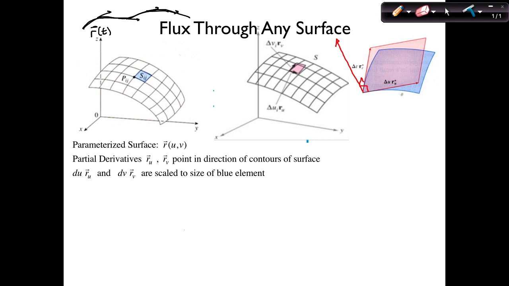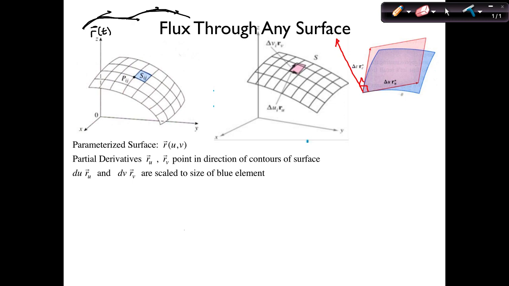I've got these two vectors that form my parallelogram. I want a vector whose magnitude is the area of the parallelogram and whose direction is orthogonal to those two vectors. We have it. What is it? That's exactly what the cross product does. The cross product gives the area of the parallelogram, and it also gives a vector orthogonal to it. It's exactly what we need.